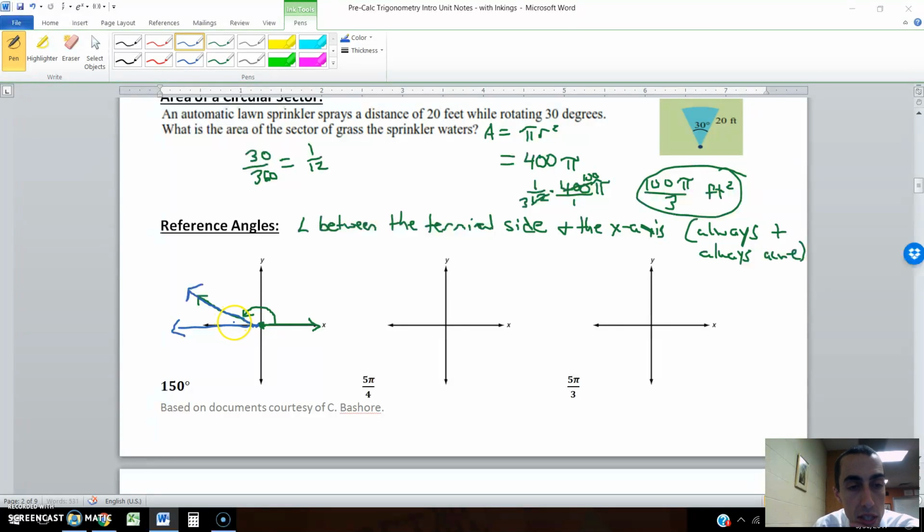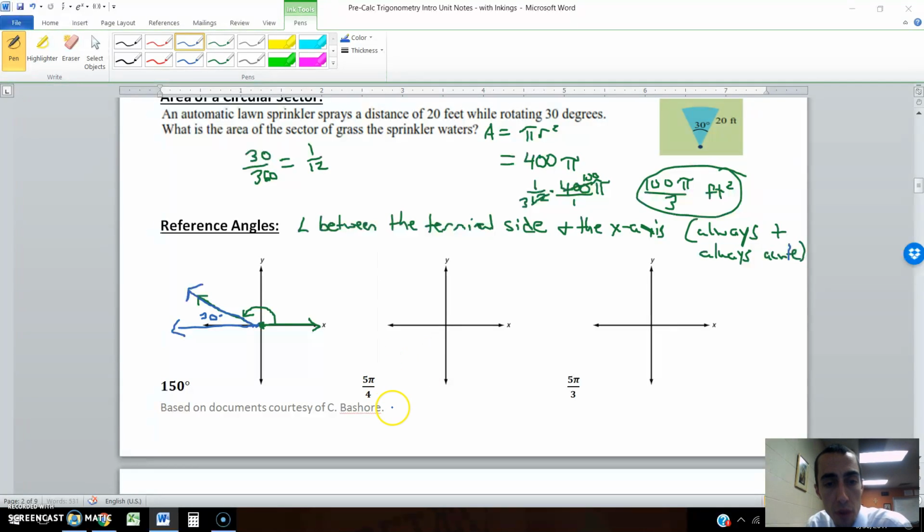Now, what's the measurement of this angle? If a straight angle is 180 degrees, and this one is 150, we know that this angle formed will be 180 minus 150, which is 30 degrees. And so the reference angle for 150 degrees is a 30 degree angle. Remember that it's always going to be positive and will always be acute. Add a little t in there.